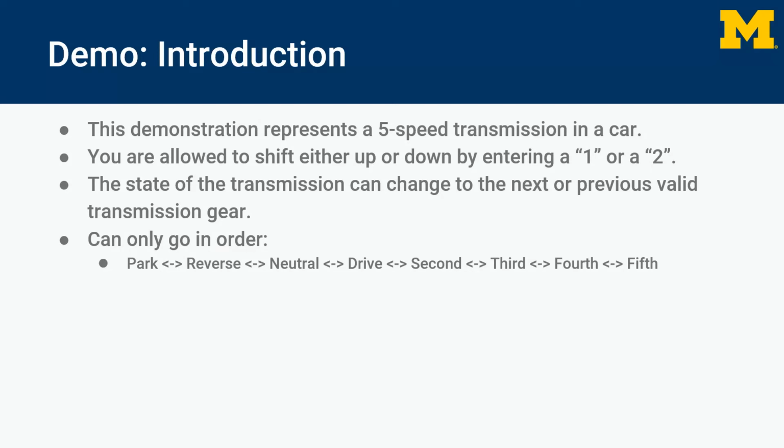So the default state is park, and from park you can transition to reverse. Once you're in reverse, you can either go to neutral or go back to park. In neutral, you can go to drive or you can go to reverse. But in park, you can only transition forward, or shift up, into reverse. You can't shift down as that is not a valid state.